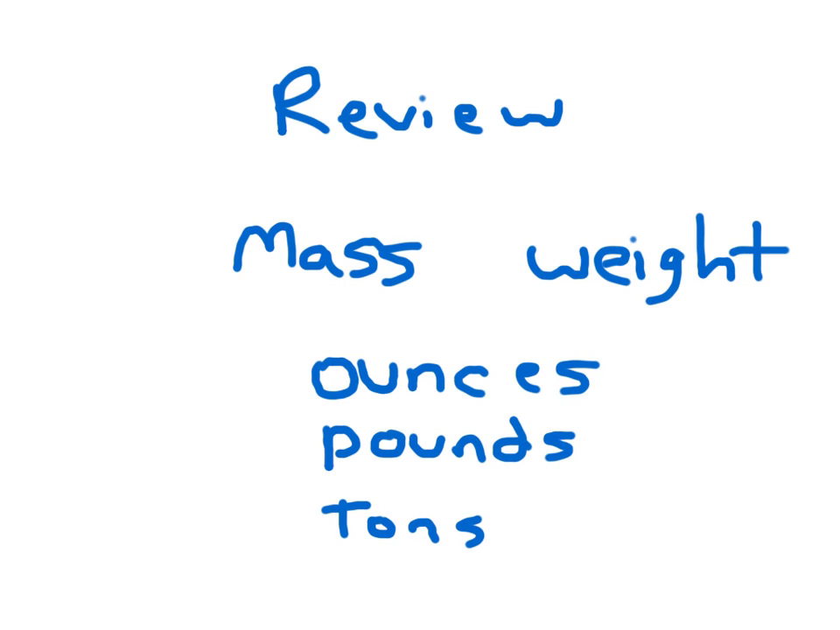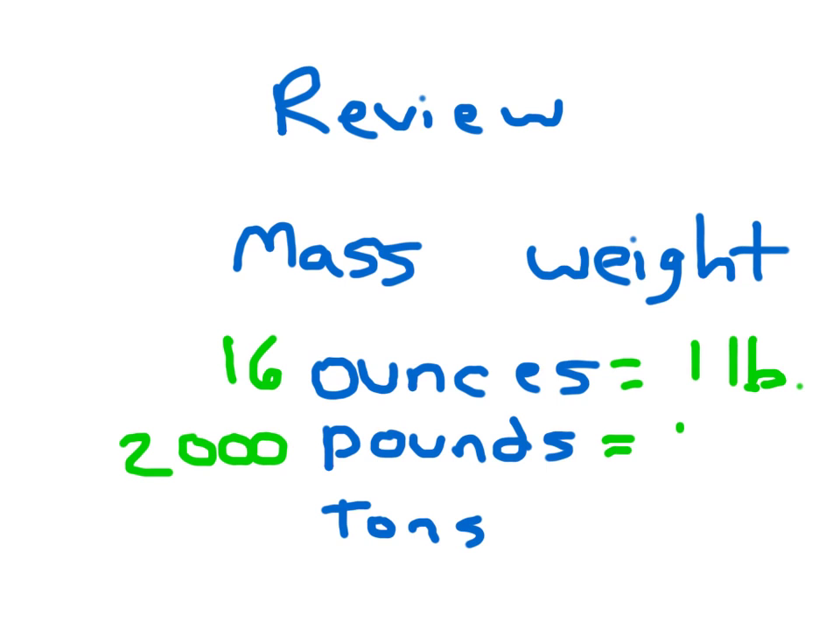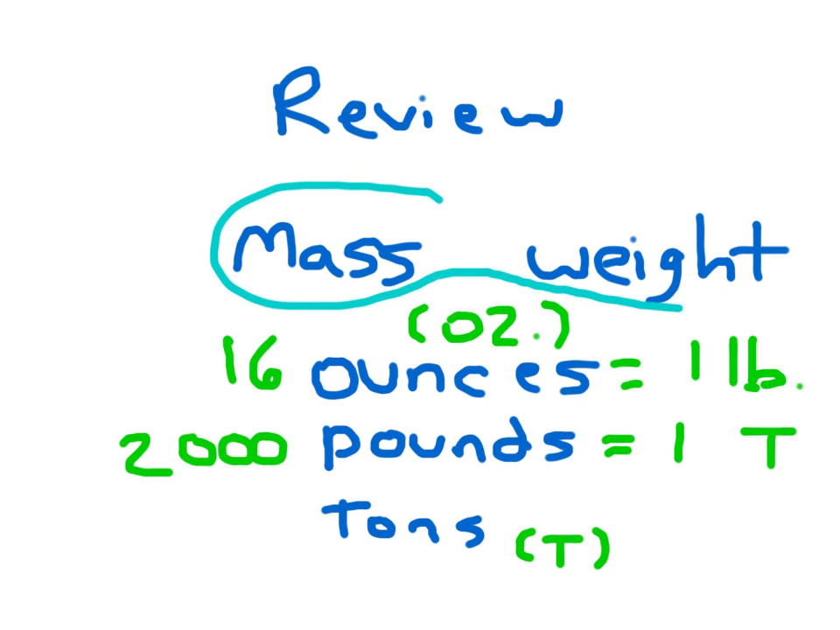where how many ounces equals 1 pound? Right, 16 ounces equals 1 pound. We abbreviate pound again as LB. How many pounds in a ton? That's 2,000 pounds equals 1 ton, which we abbreviate as T. What was the abbreviation for ounces again? OZ.